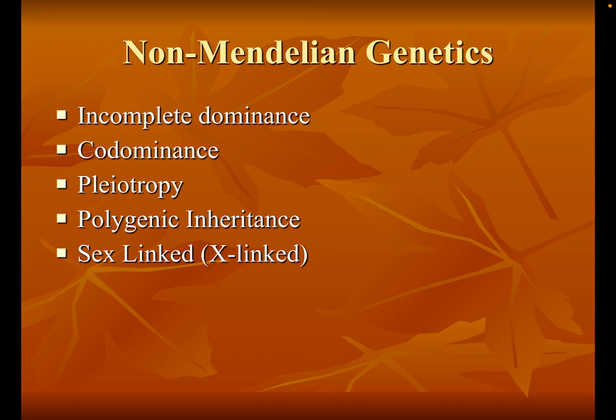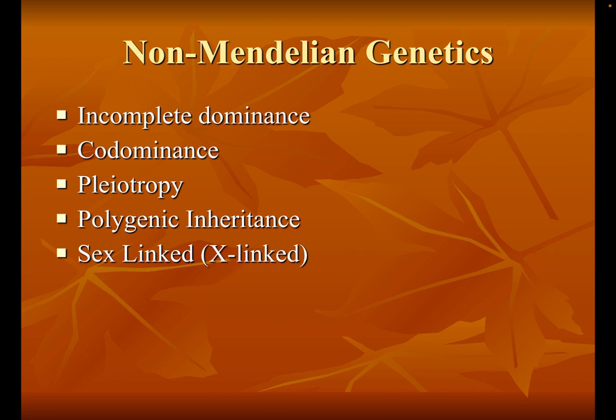Hi, everyone. Okay, this is the final lecture on Mendelian genetics, or just genetics, where we actually cover non-Mendelian genetics. Beginning with incomplete dominance, we will compare that to codominance, then compare pleiotropy to polygenic inheritance, and then we'll wrap it up with sex-linked genetics.